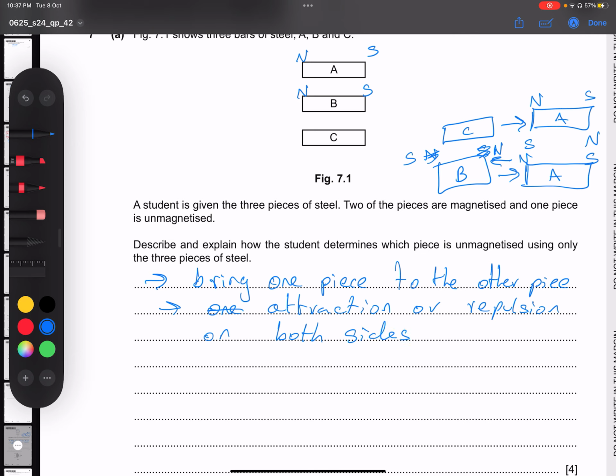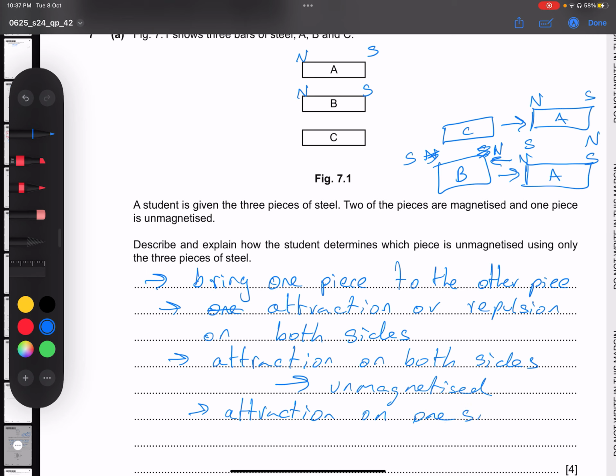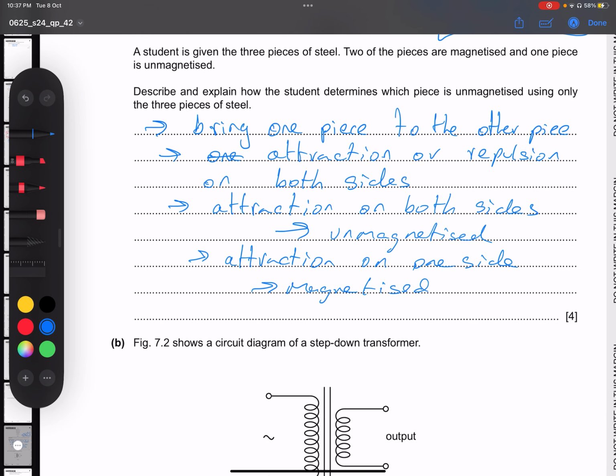If there is attraction on both sides, it is unmagnetized. One of them is unmagnetized. Attraction on only one side, that is magnetized. Now we know the boundary conditions for finding if two pieces are magnetized or unmagnetized.